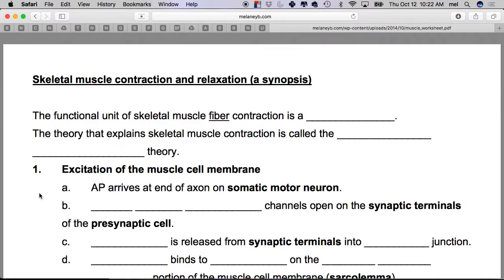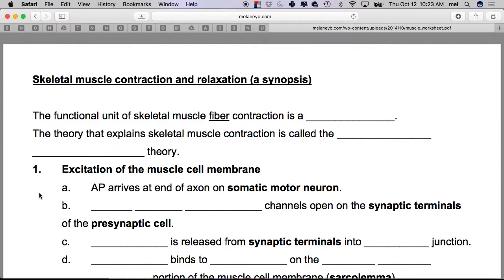So we are going to get the action potential arriving at the end of the axon of the somatic motor neuron. You are next. Now I want to know what blank channels open on the synaptic terminals of the presynaptic cell. What kind of channels are unique to the synaptic terminals? It is the voltage-gated calcium channels. Voltage-gated calcium channels open on the synaptic terminals of the presynaptic cell.